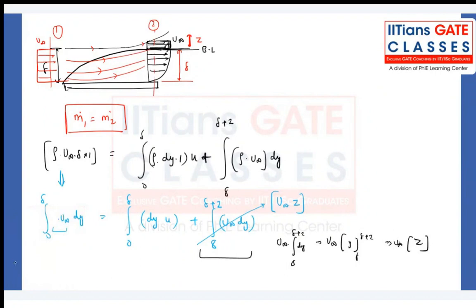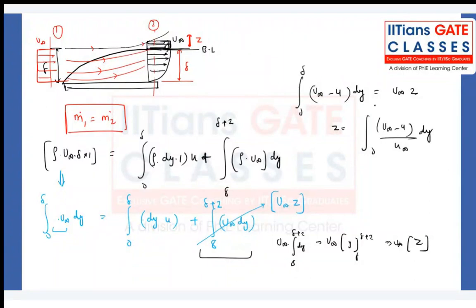So what can we write further? We can write further as integral 0 to delta of u infinity minus u into dy. That is u infinity into z. Then what can we write? Integral 0 to delta of (u infinity minus u) by u infinity, dy. Then we can write 0 to delta, 1 minus u by u infinity, into dy. And what is this z? Displacement thickness.